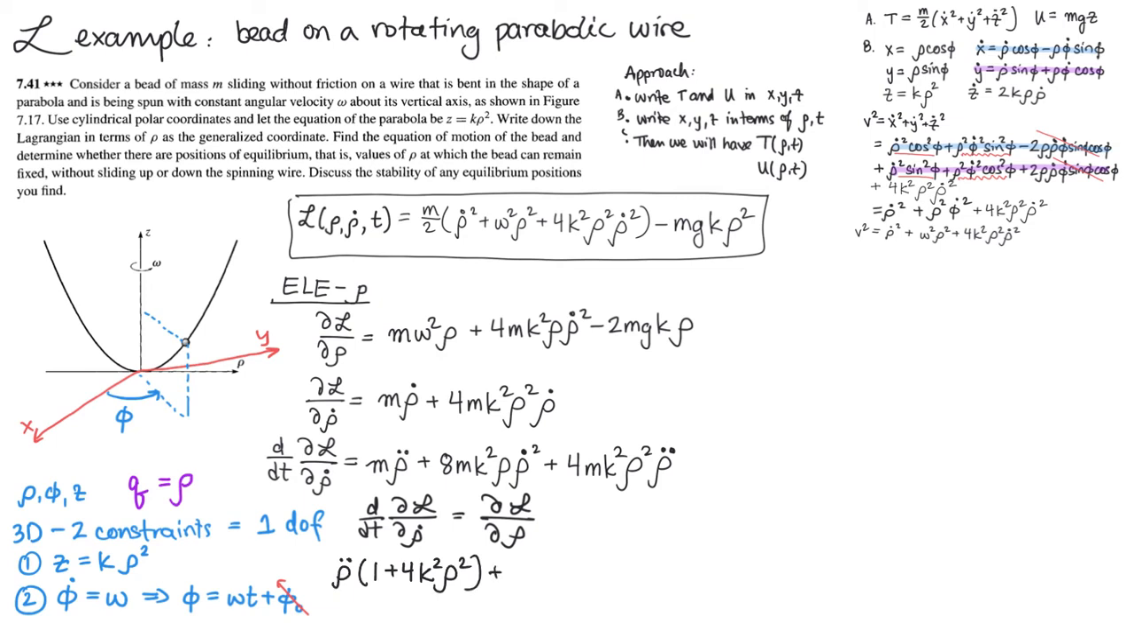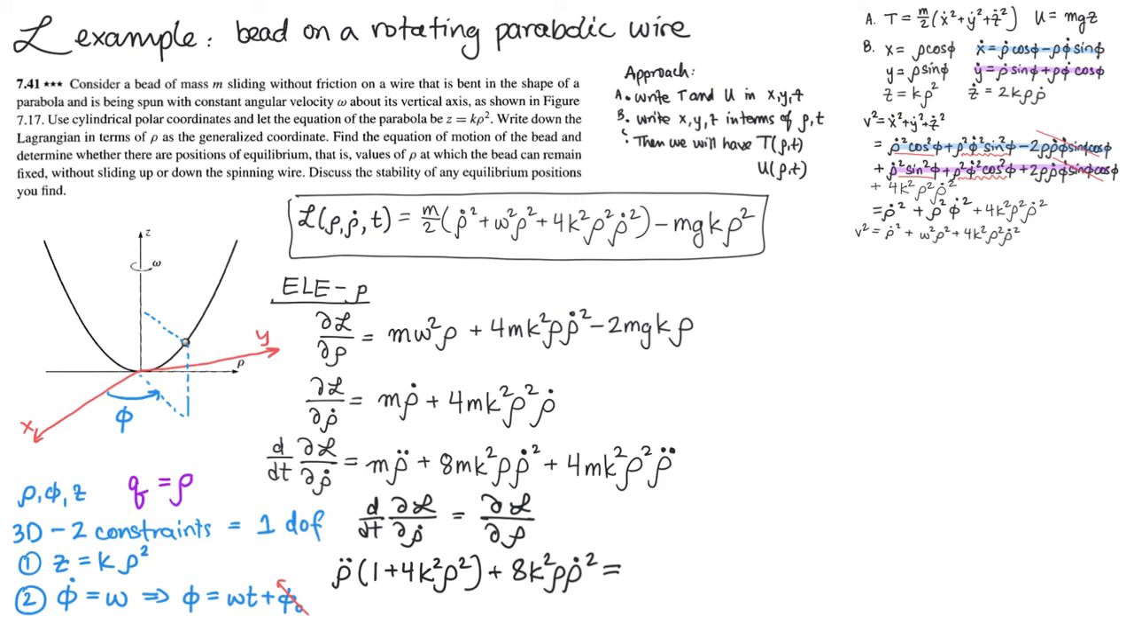Then we have this piece that's not yet grouped, 8k squared rho dot squared. That's the time derivative piece. And then now we have the generalized force piece, which is up here. But again, we can group some terms.